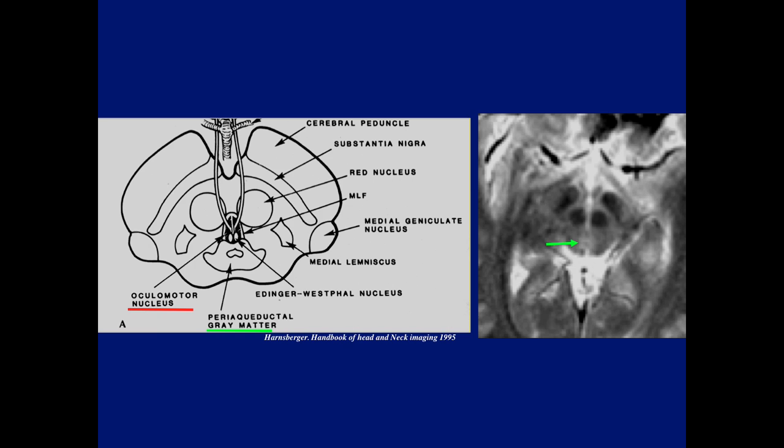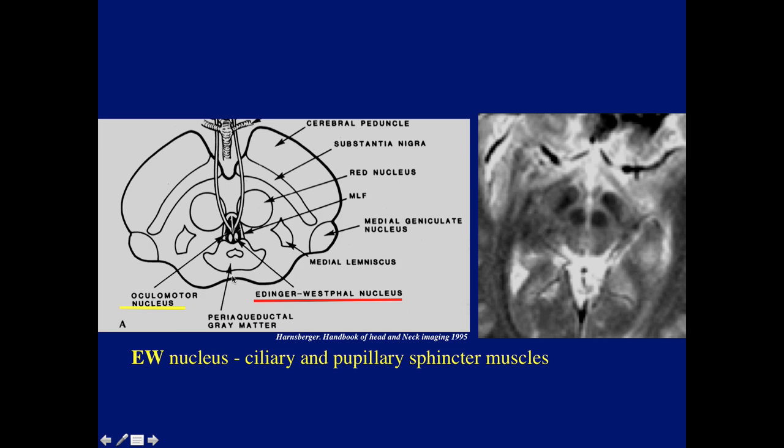Now, let's start with the nucleus of the third nerve. We have to identify the periaqueductal gray material, which we can see here on the T2 image, slightly bright. The oculomotor nucleus sits just at the anterior edge of the periaqueductal gray. Another important nucleus right adjacent to it is what's called the Edinger-Westphal nucleus, which controls the ciliary and pupillary sphincter muscles.